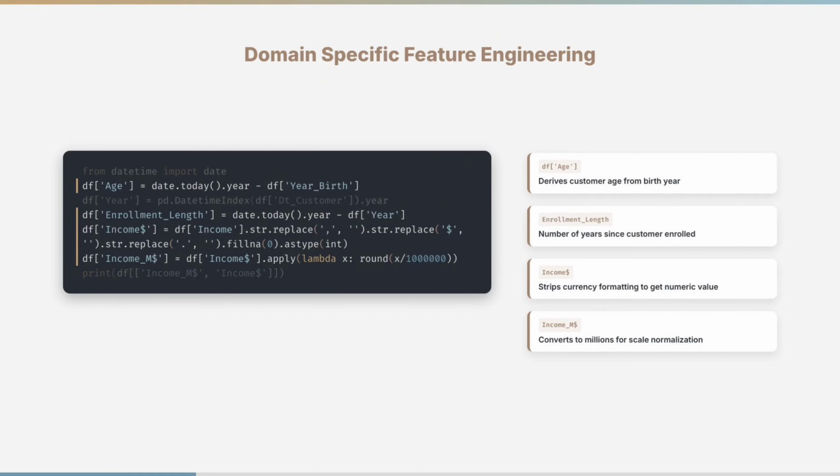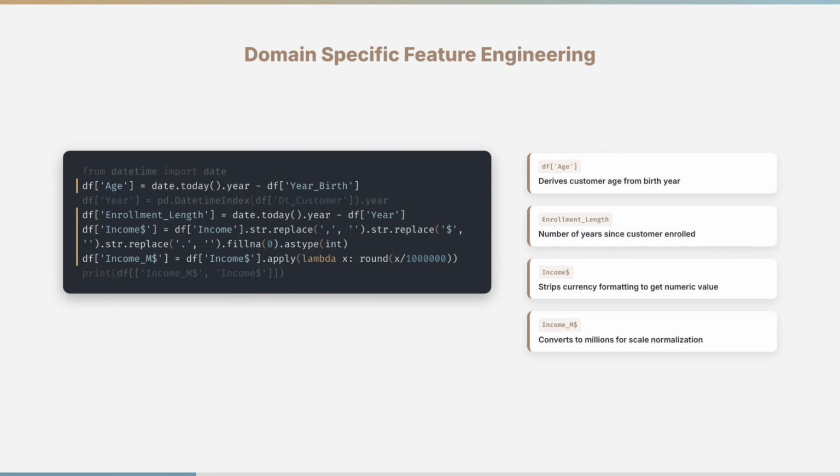Next, we clean the income column. We remove currency symbols and commas, fill missing values with 0, convert the string to an integer, and then scale it down to millions of dollars as a new feature, income_$, which makes the distribution easier to visualize.